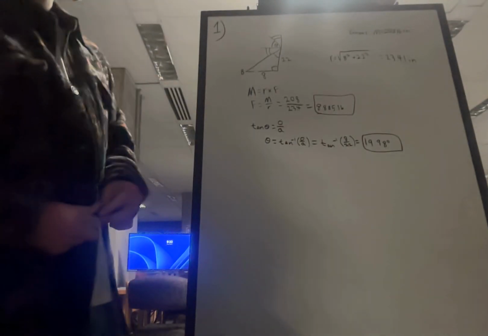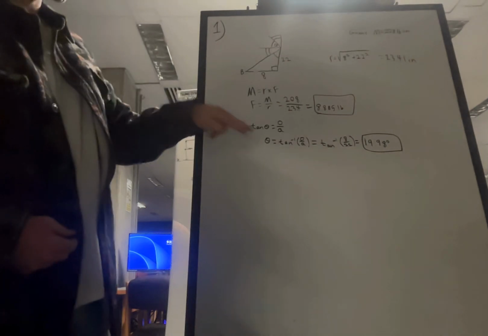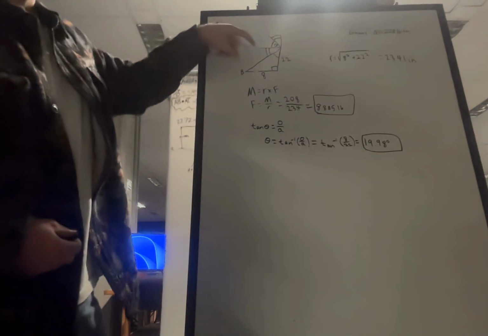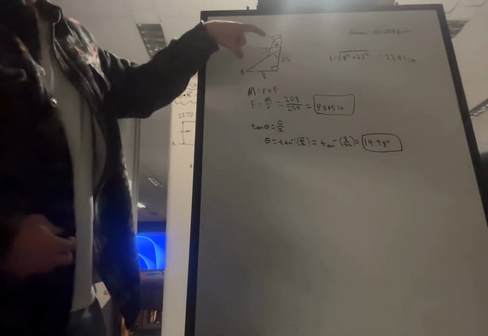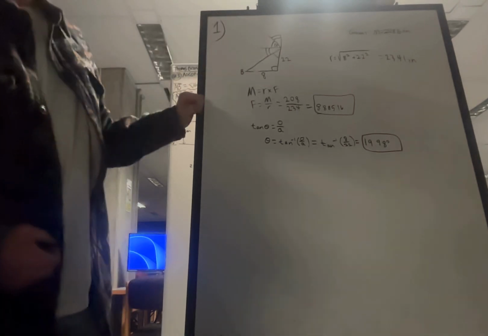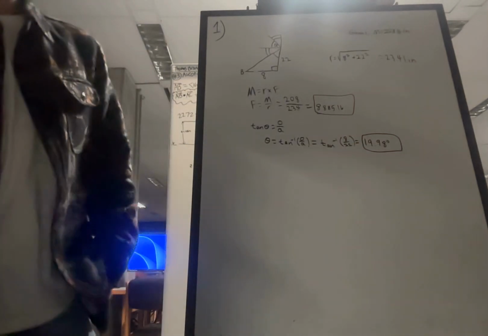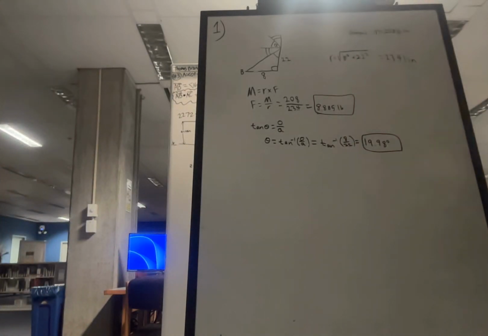And then in order to find the angle of it, all we have to do is take the inverse tan of the same triangle that we did the Pythagorean theorem on. So 8 would be our opposite, 22 would be our adjacent, and then we just plug it in and you would get 19.98 degrees. Can you explain the angle part of it?